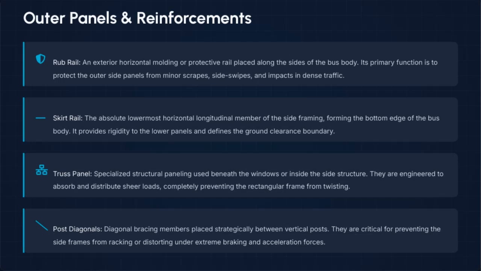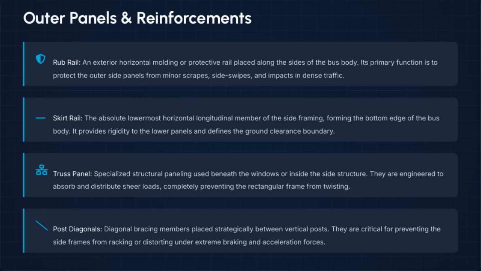Let's take a closer look at the outer panels and reinforcements that are essential to the bus's structural integrity. First up are the post diagonals. These are diagonal bracing members that are strategically placed between the vertical posts. Their main role is to prevent the side frames from racking or distorting, especially under extreme forces like heavy braking or rapid acceleration. They really help maintain the shape and stability of the bus.